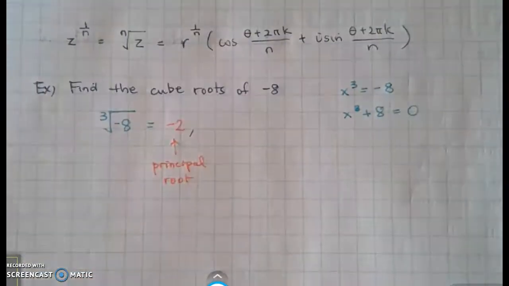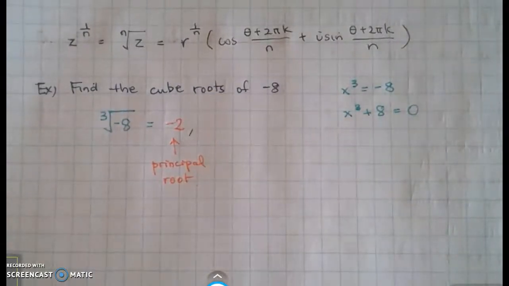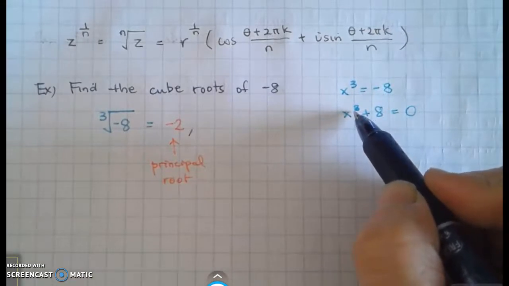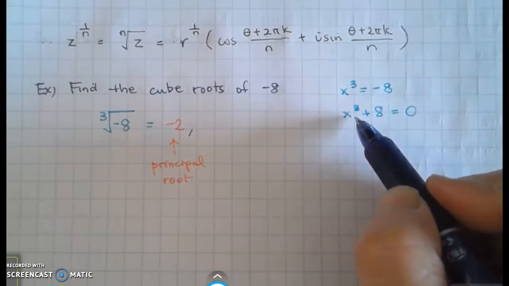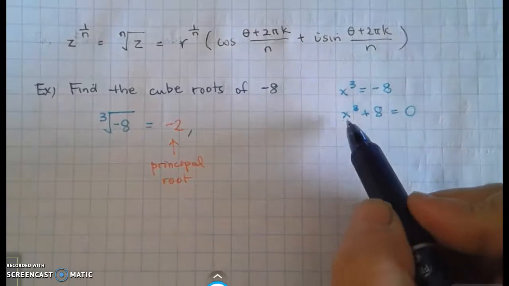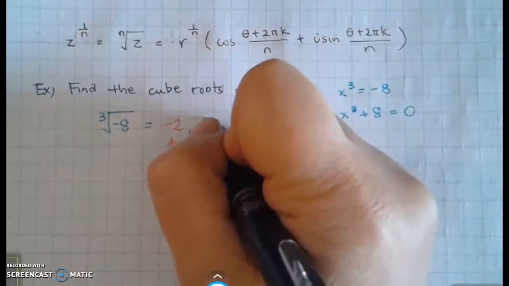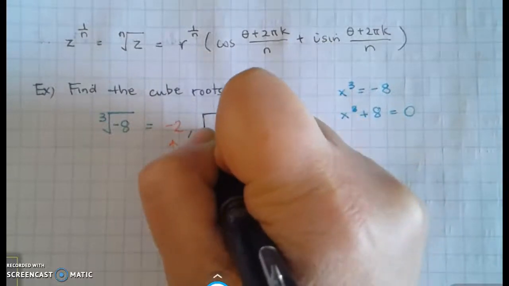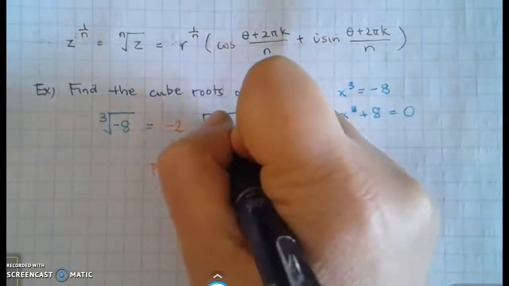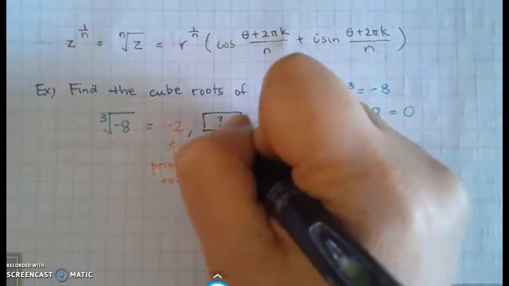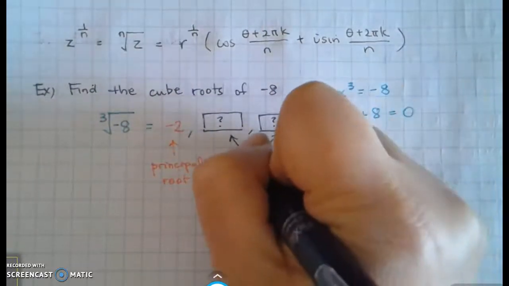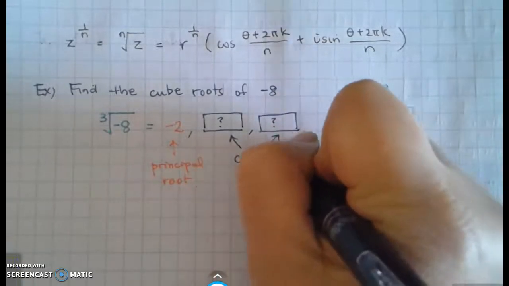Well, according to the fundamental theorem of algebra, since we are dealing with a degree of 3, there should be 3 distinct roots in the complex number system. In the real number system, there is only -2. However, in the complex number system, there are more solutions. There should be 2 more solutions, 2 more complex solutions.